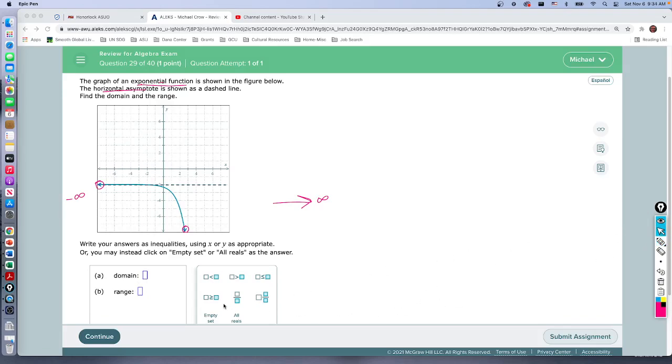They don't want interval notation, but okay, so when we come here, they give us these options. It would be all real numbers. So we're dealing with real numbers, negative infinity to infinity.